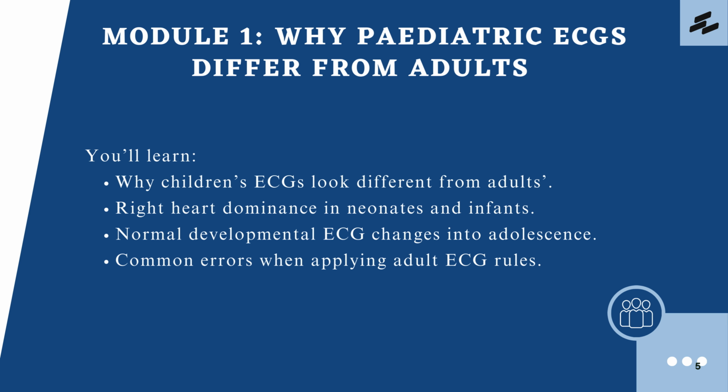Module 1. Why pediatric ECGs differ from adults. In this module, we'll examine why pediatric ECGs cannot be read the same way as adult ECGs. Children's hearts have unique patterns due to right heart dominance at birth and gradual developmental changes through adolescence. For example, T-wave inversions that would be abnormal in an adult may be completely normal in a 10-year-old. We'll explore these differences step by step, ensuring you know what is normal at each developmental stage.